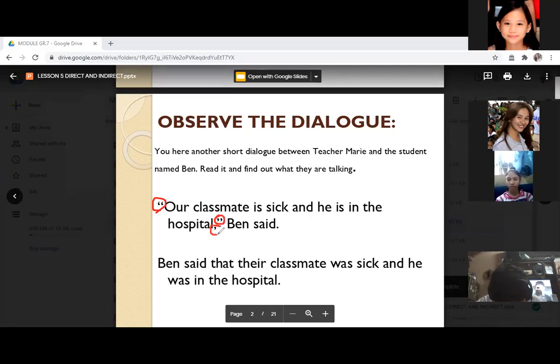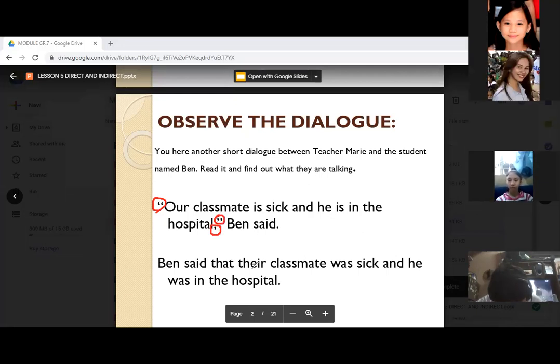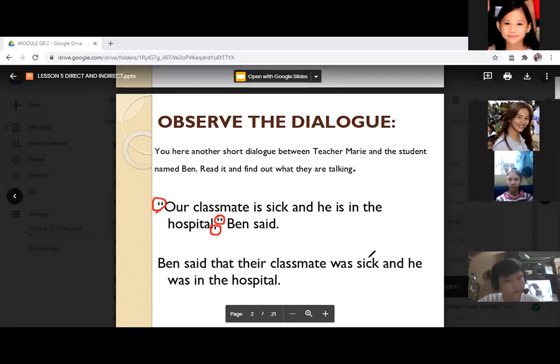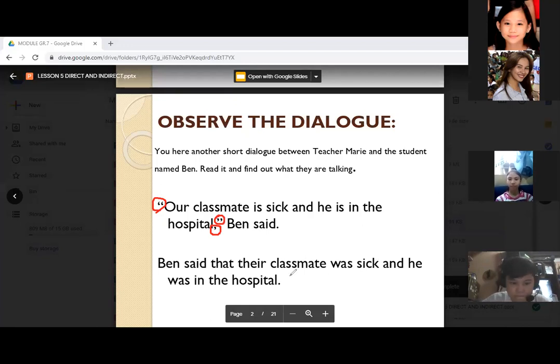Okay? So now, how about in the second dialogue? Can we see a quotation mark? Probably not. We can't see anything. All we can see is a period because it's a sentence.